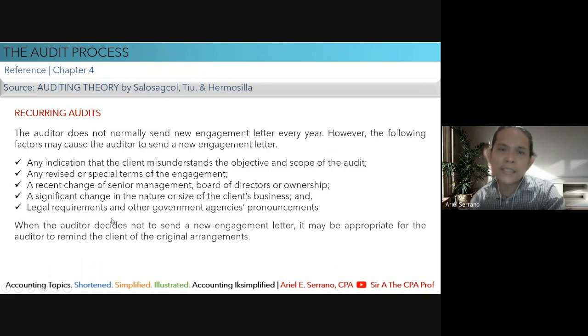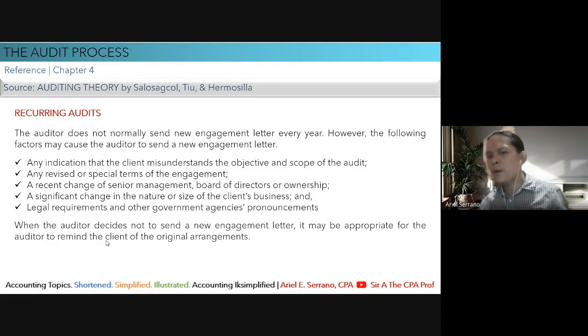When the auditor decides not to send, kung hindi naman magpapadala ng bagong engagement letter, it is appropriate that the auditor should remind the client of the original arrangements. Client, sir, ma'am, ito yung ating recurring audit po tayo, ano? I just want to remind you na kung ano yung nasa original contract natin, yun pa rin ang mariretain.